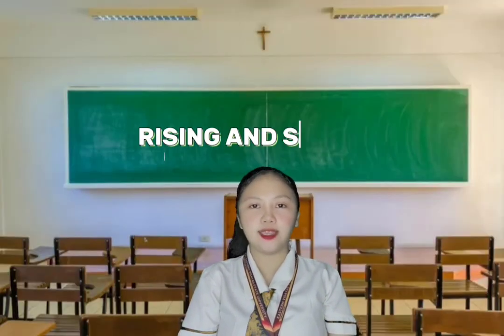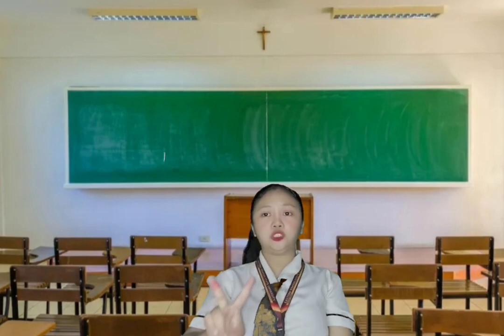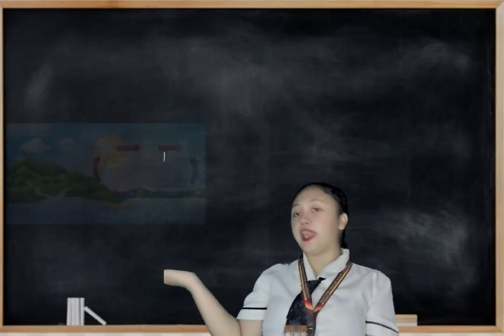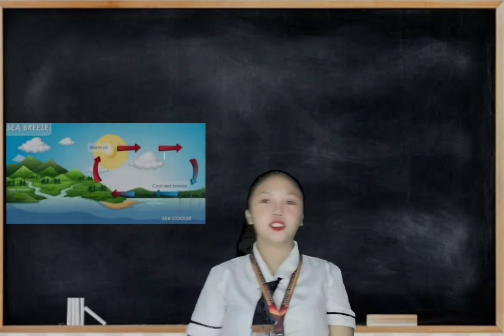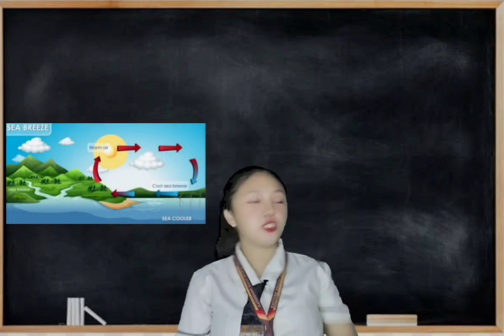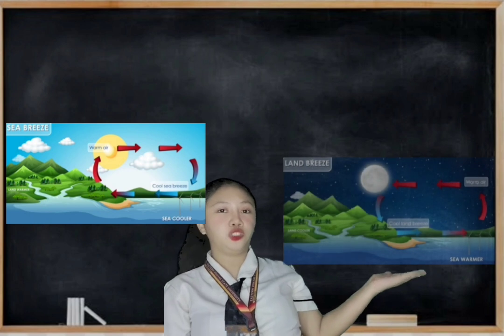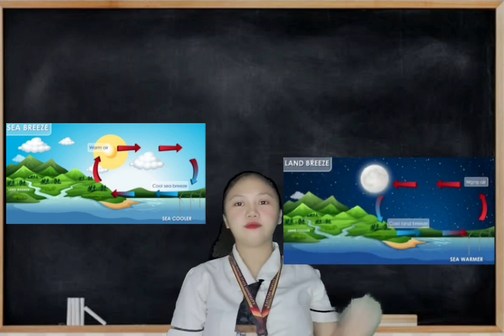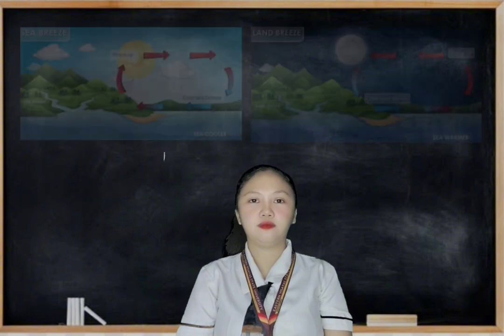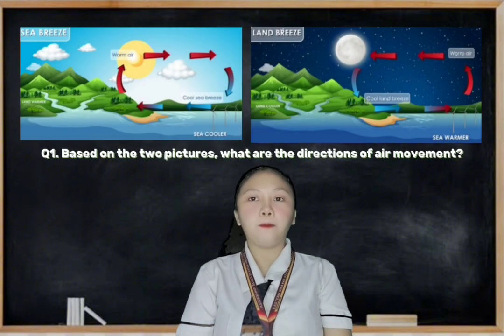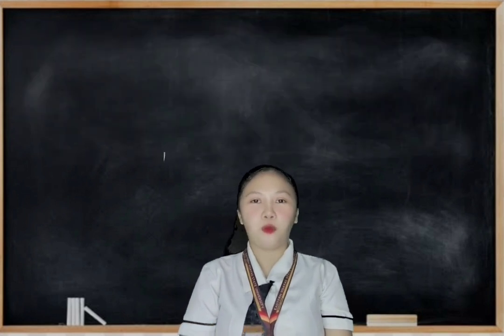Rising and sinking. I will show two pictures, which is picture A shows the movement of air during daytime. Picture B shows the movement of air during nighttime. Guide questions. Based on the two pictures, what are the direction of the air movement?